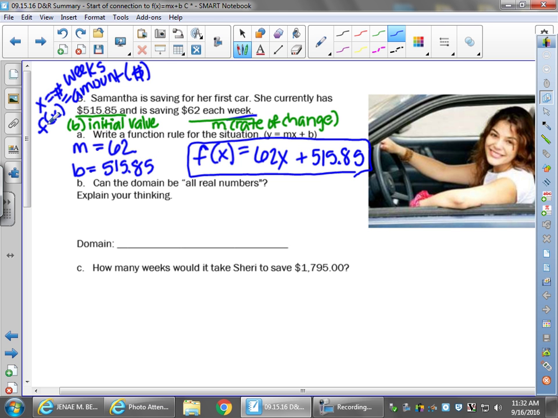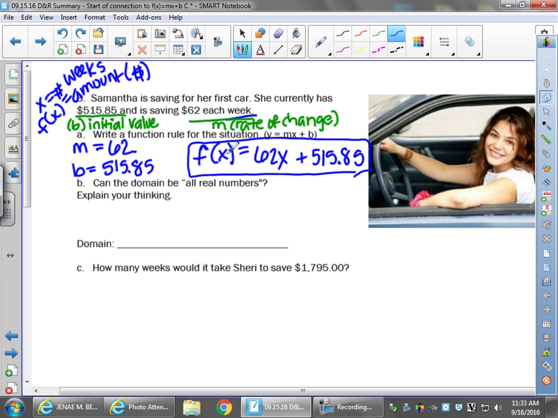So what we just did, first, even though it didn't ask us, we defined our variables. Then we're given directions to write a function, which would be our linear function mx plus b, where m is my rate and b is going to be my initial value. It tells me she's saving $62 each week, which makes that my value for m. It's my rate. And she initially had this much money in the bank, which makes that b, my initial value.